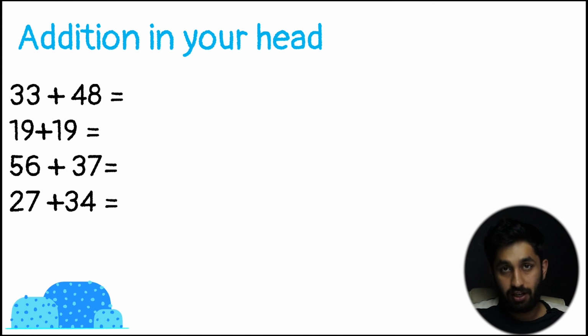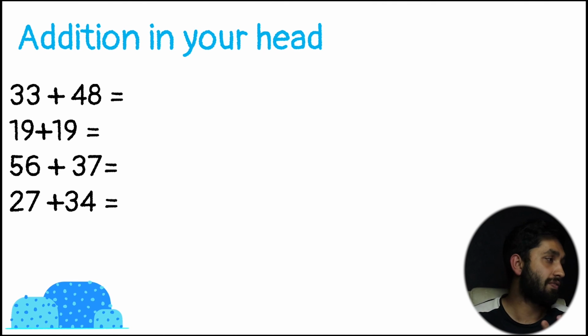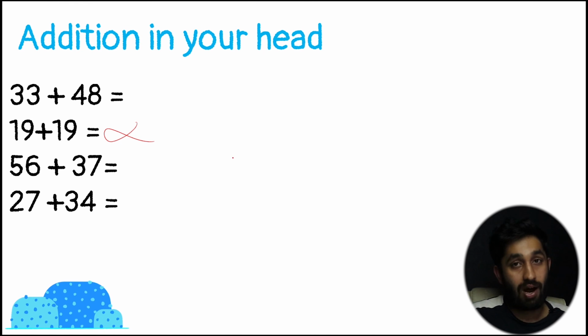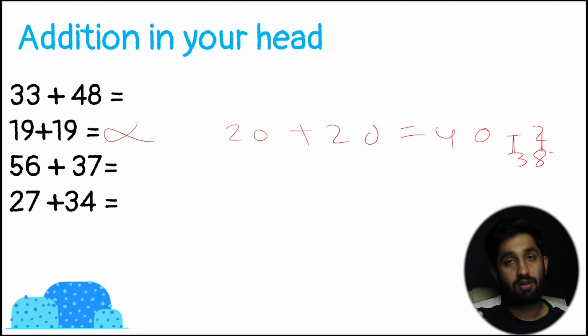Now, it's totally up to you how you attempt to do these, whether you add up the tens first, then the units, or do the rounding method, whichever one is suitable. But obviously, for questions like 19 plus 19, rounding would be a lot easier, because you just do 20 plus 20, which is 40, and then you just minus 2, which is 38. So as you can see, certain questions deserve to be rounded, and certain questions you can do using the tens and the units method.